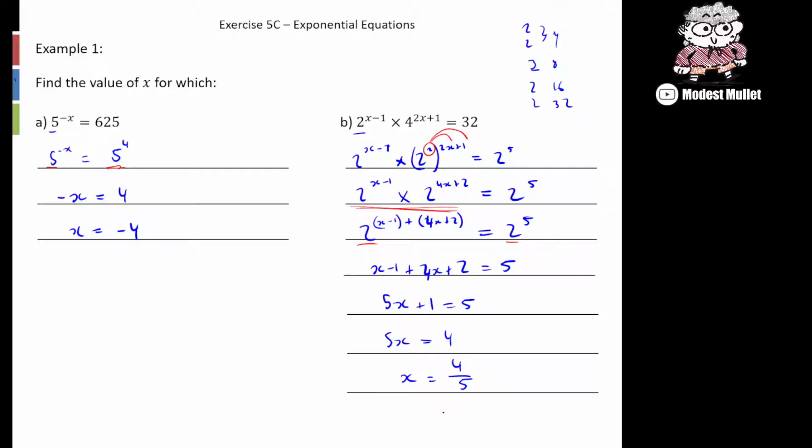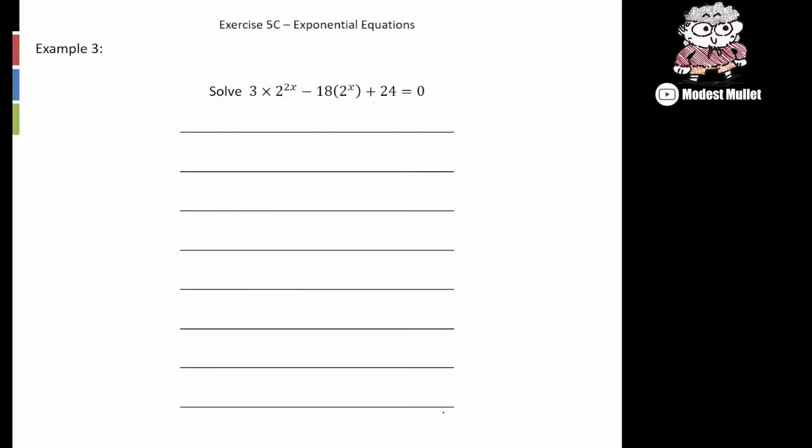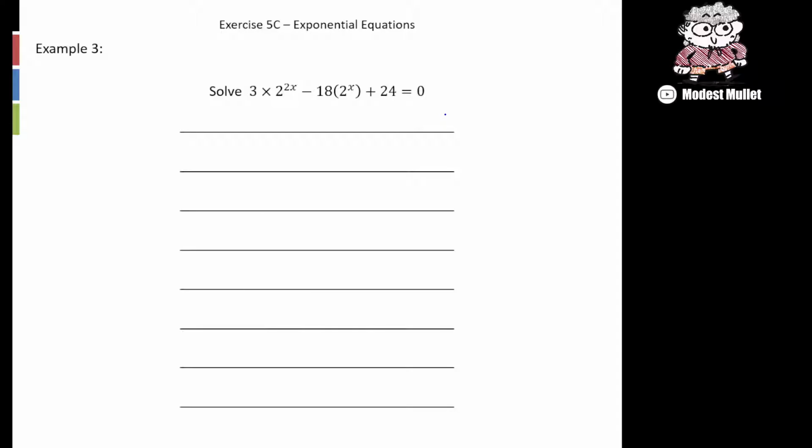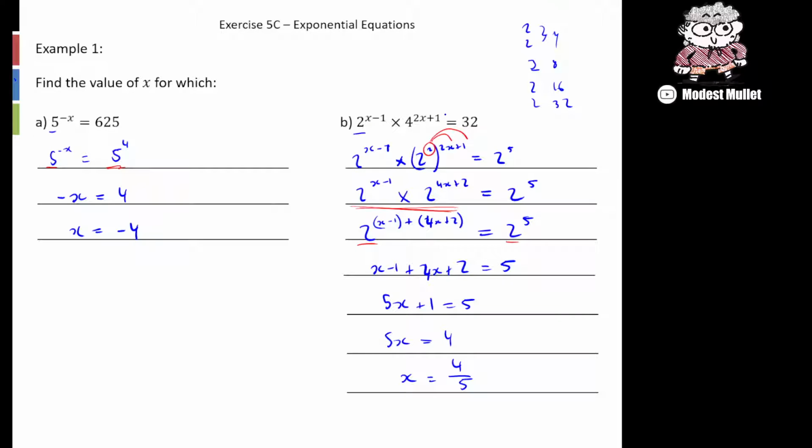Yeah, and that's that. Do I have one coming up? No, that's a hidden quadratic. We'll come to it. No, that won't be there either.